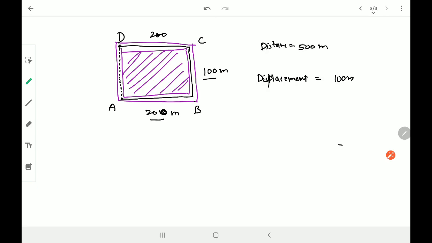Now imagine the same fellow, traveling on this particular path, is again traveling and reaching the same original position. At this point, what is his distance? He was at A and now he is at A again. The distance is 200 plus 100 plus 200 plus 100, which is 600.